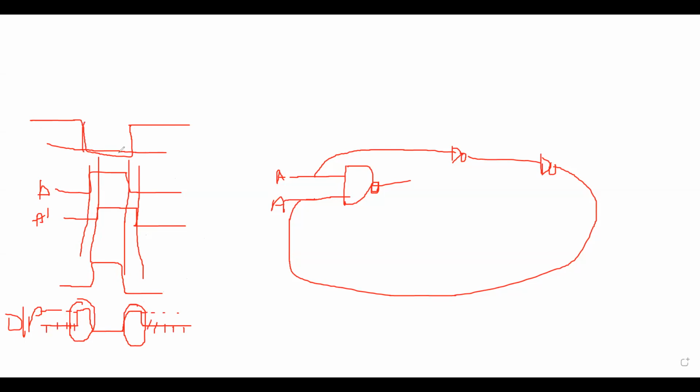So ideally the output should be like this, but the output is something like this. So these are the two generated signals which we don't want. We see them as a glitch, the unwanted signals. And this can propagate when we have a level triggered circuit.